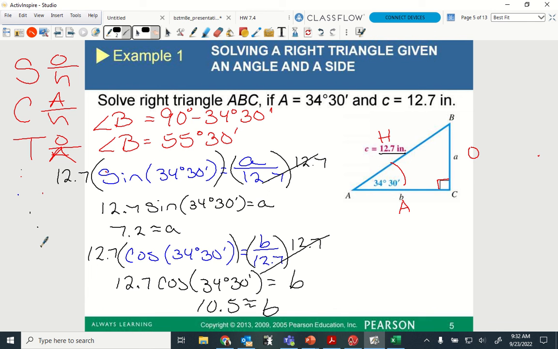Now, did I solve all angles and all sides? I have A, I have B, I have C, I have little a, little b, and I'm given little c, right? So guess what? This is all solved. So whenever you're doing these problems right here, it's best to draw the triangle out as you're doing your work and show your steps.